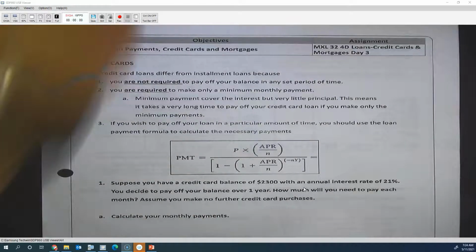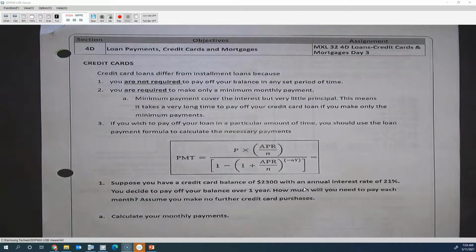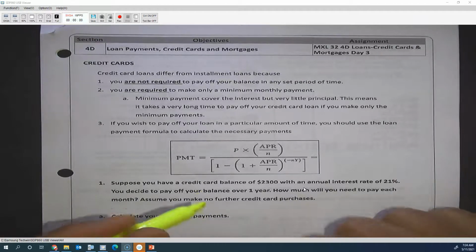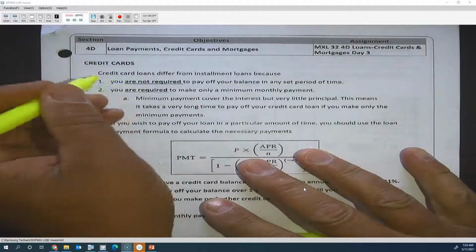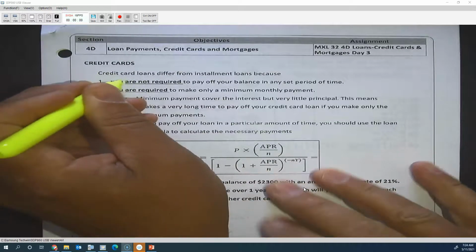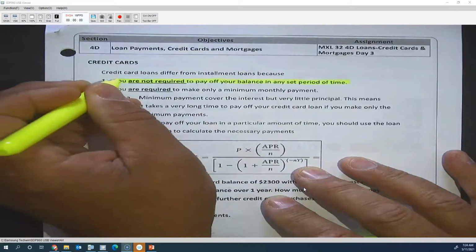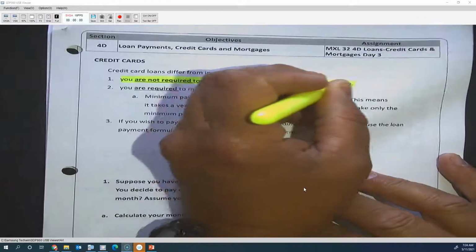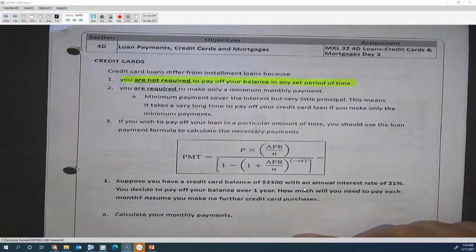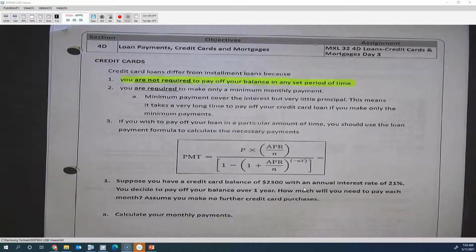So when you are paying on, what makes a credit card different than an installment loan? Well, here's the difference. With a credit card, you are not required to pay off the balance in any set period of time like you are when you do an installment loan. So if I borrow money for a car or a house, anything that's an installment loan, it's going to have a set period of time on it that I'm going to be done paying.